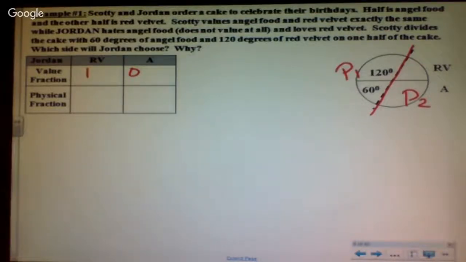So am I technically going to have fractions this time? No, that's okay, leave it alone. Now, what's my physical fraction? I have a whole circle, and we're splitting between two flavors. How many degrees is a whole circle? 360. And if I'm splitting between two flavors, each flavor is 180 degrees.